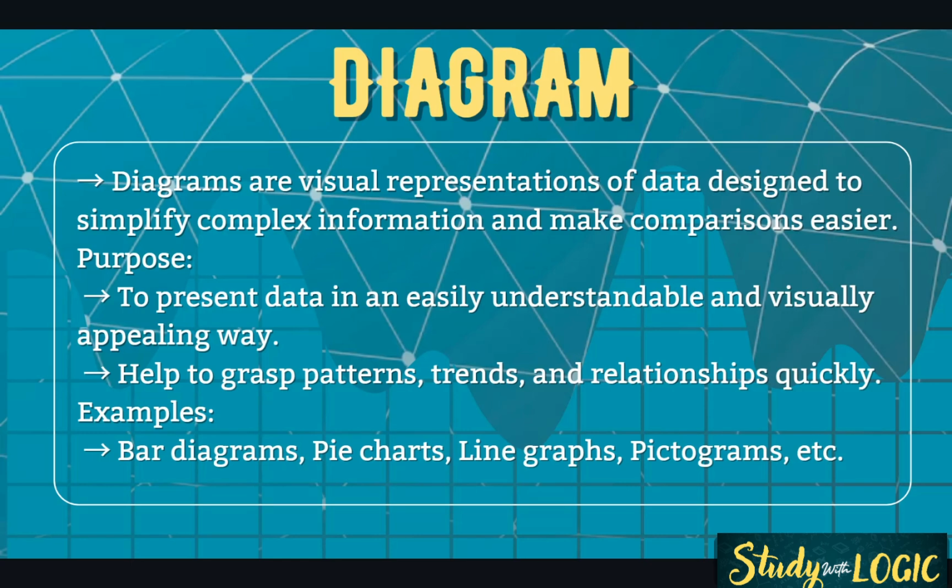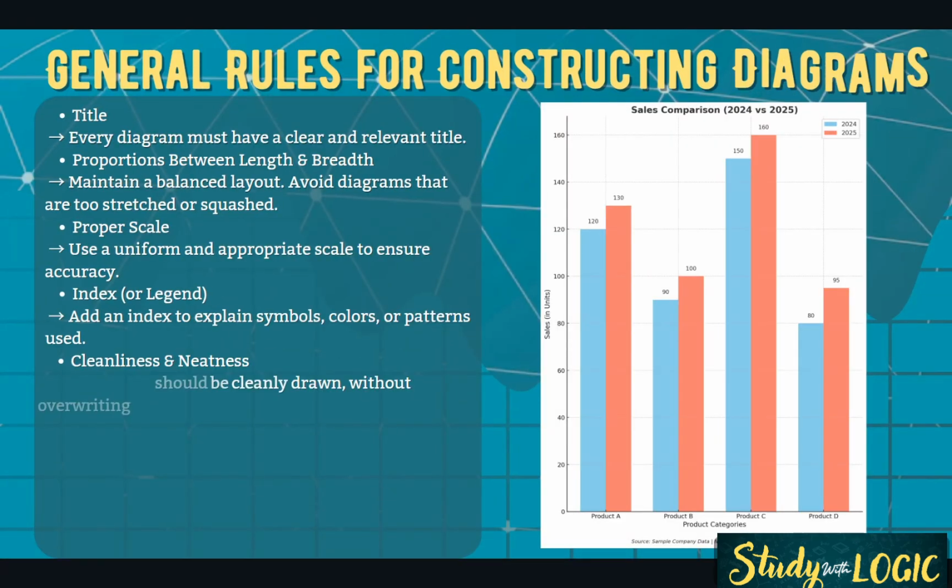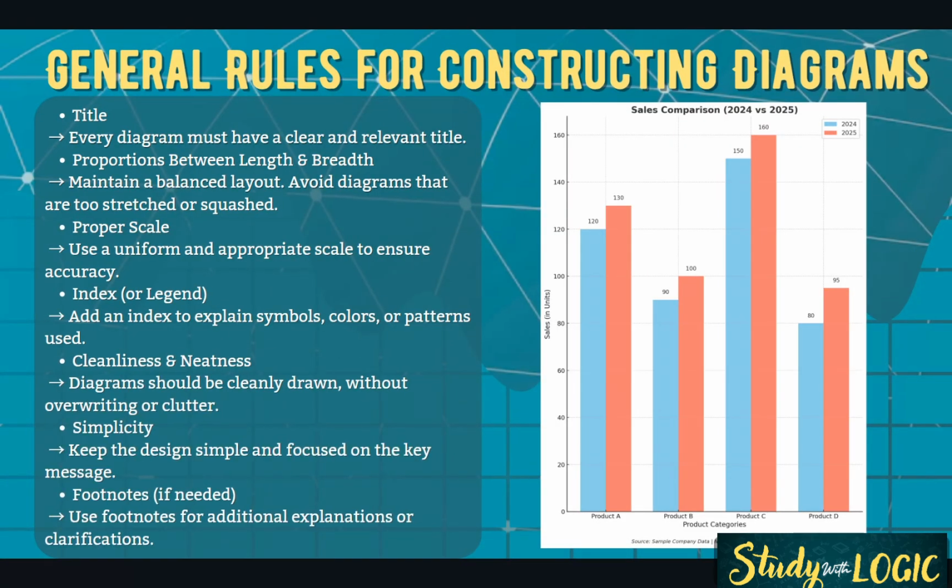Now, as we have already understood what a diagram is and the purpose of a diagram, what could be the rules of a diagram? Here are a few general rules for constructing a diagram. The first one is title. Title gives you the diagram's name. If you have seen in the example here, there is sales comparison 2024 versus 2025.